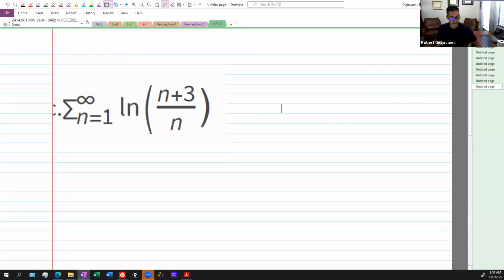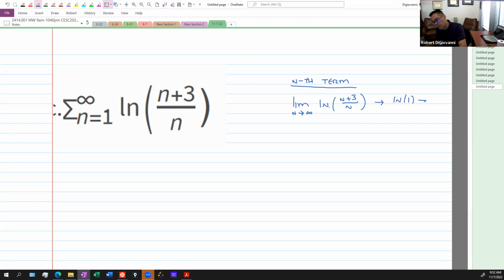Okay. So look at this one. Check this out. Let's try the nth term test first. That's the pregnancy test, right? Take the limit as n goes to infinity of natural log of (n plus 3) over n. The inside of this goes to infinity over infinity, so you can do L'Hopital on that. You're going to get a 1 on the inside. Then that goes to natural log of 1, but natural log of 1 is 0. So that test tells us nothing.